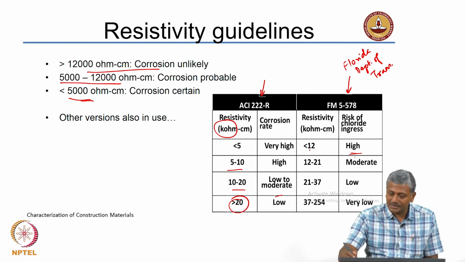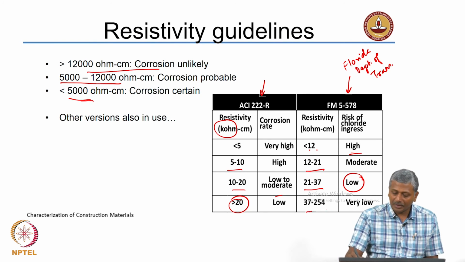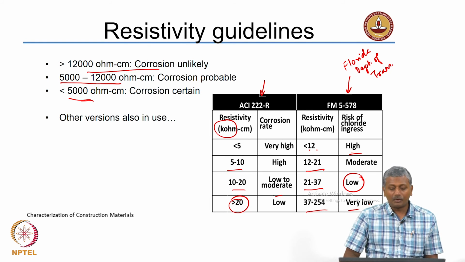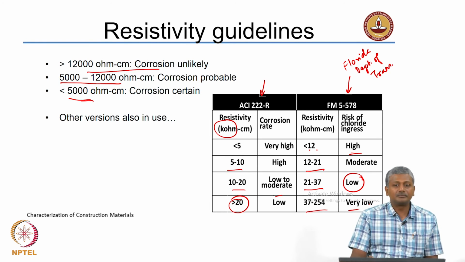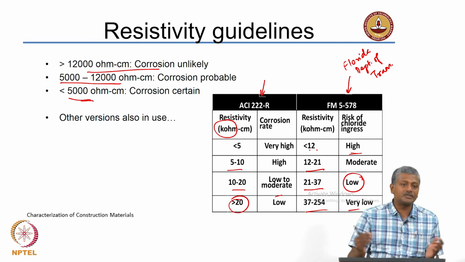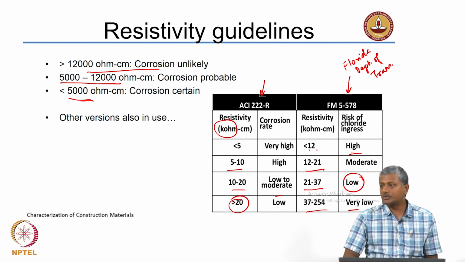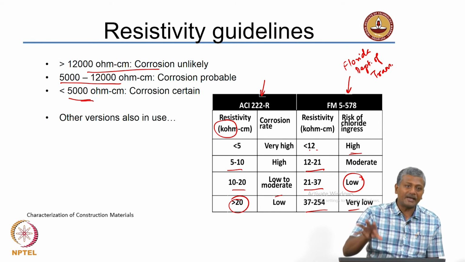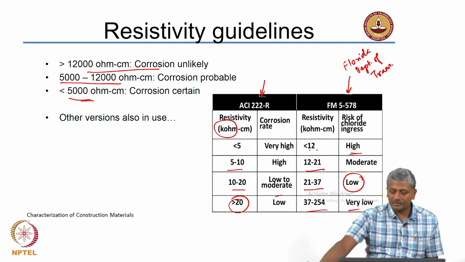So, what this says is that below 12 it is high, 12 to 21 is moderate, 21 to 37 is low, and 37 to 254 is very low. Now, of course, where did these numbers come from? These came from a very large data set of testing, from which they were able to get these values, to see how the resistivity is matched with the actual corrosion potentials in these concretes.